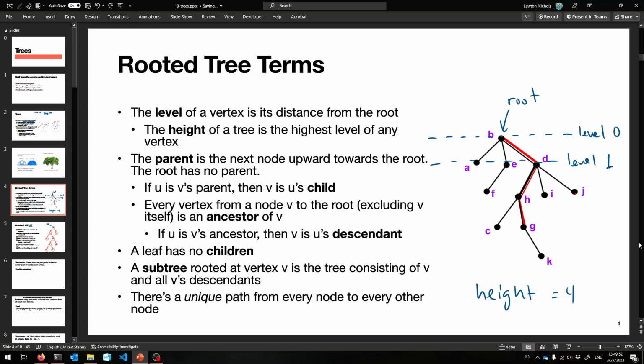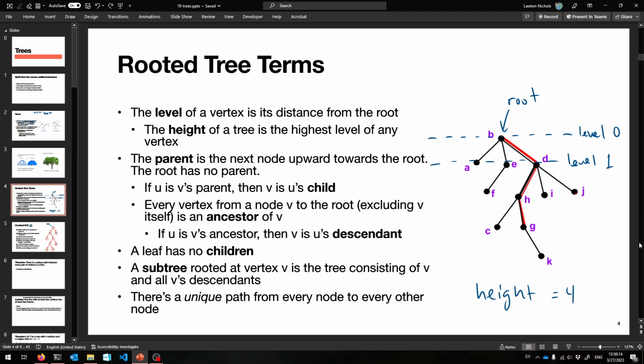And you can go further. You can talk about grandparents. You can talk about just generic ancestors, right? So every vertex from a node to the root is an ancestor of it. So like K, G is its parent, it's also an ancestor. H is its ancestor, or grandparent or something. D is the ancestor of K. Just as you work your way up, those are all ancestors.